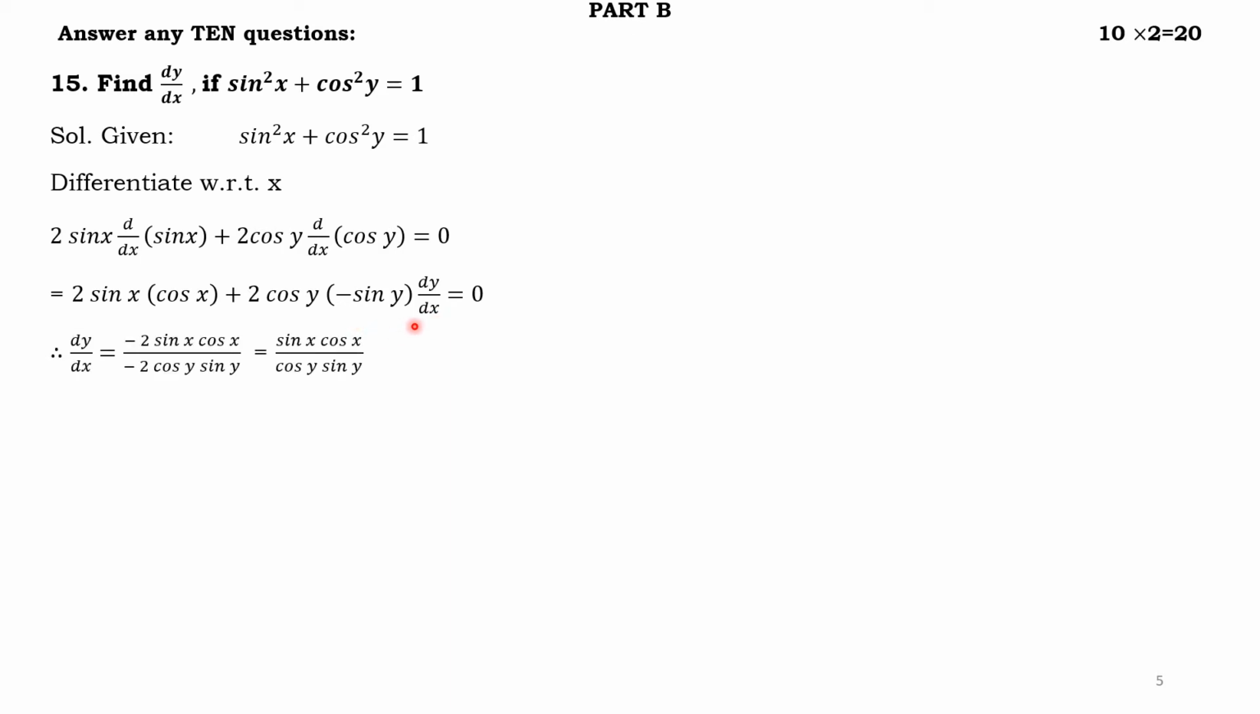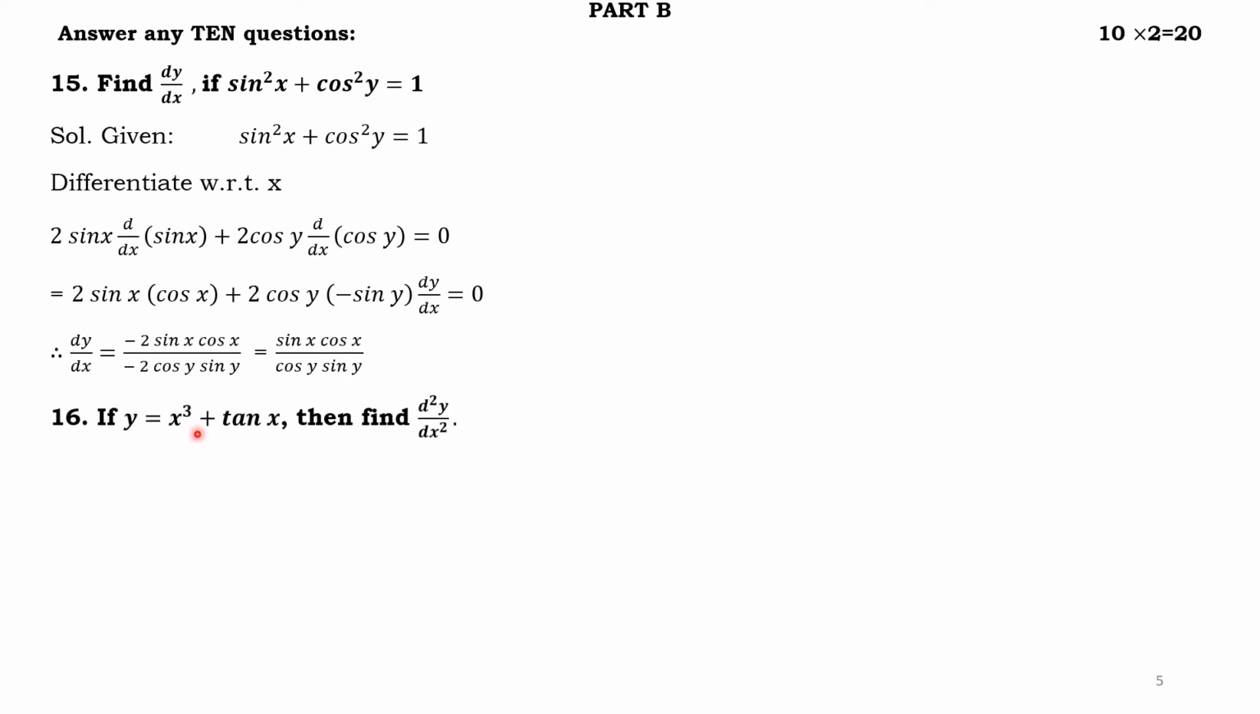Therefore, retaining dy by dx on one side and taking the other terms on the right side, you take 2 sin x cos x on the right hand side, divided by this term, 2 cos y into minus sin y. That is equal to minus 2 cos y sin y. The minus 2 in the numerator and minus 2 in the denominator get cancelled. Therefore, the function becomes sin x cos x divided by cos y sin y.